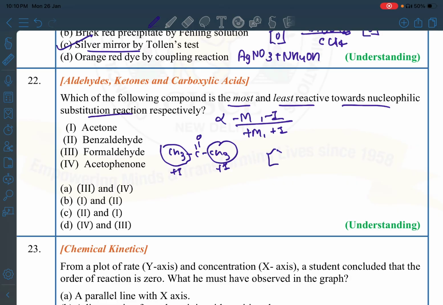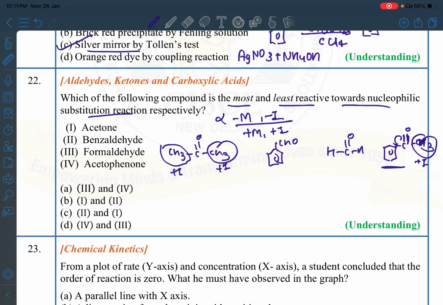Then we have benzaldehyde. Benzaldehyde is this one. And then we have formaldehyde. Formaldehyde is this one. And then we have acetophenone. Acetophenone is this one. Here we have one plus I group, and the carbonyl is also involved in conjugation with the ring. So it will be the least reactive, because the bond is busy.